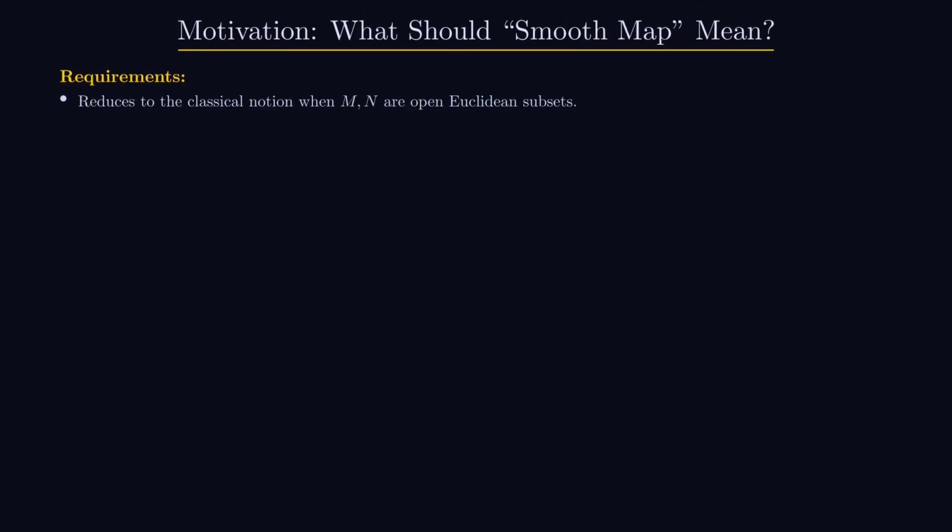There are 3 requirements a reasonable definition of smooth map must satisfy. First, it must agree with the classical notion when M and N are open subsets of Euclidean space. Second, it must be intrinsic, independent of the choice of charts. Third, it must be local. Smoothness at P depends only on the behavior of the map near P, not on the entire map.